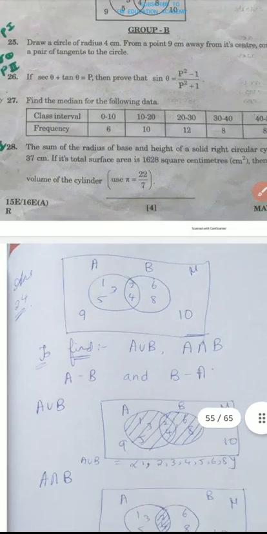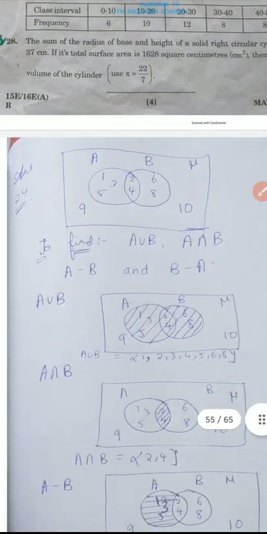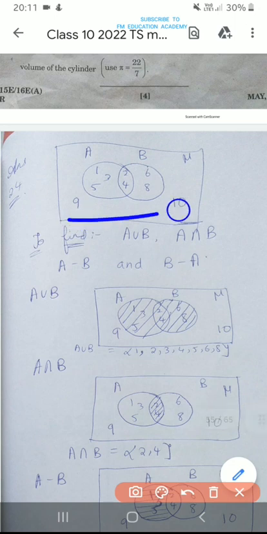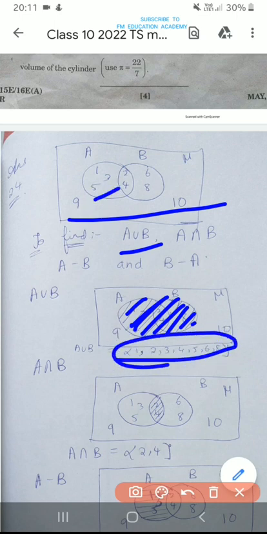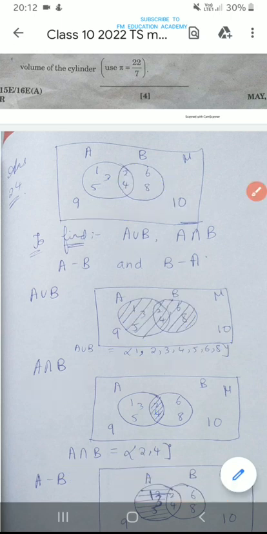So let us solve this. First, we'll write whatever diagram is given to us. From that, we'll write A union B. A union B means elements of A as well as elements of B. So for that, draw the same diagram and shade all the part of A and B, because it is A union B. And write whatever elements are there in A and B: 1, 3, 4, 5, 6, 8. Next, A intersection B means elements common only to A and B. So what are the elements common to A and B which are given in the question? 2, 4. So shade only the 2, 4 part and write A intersection B is equal to 2, 4.